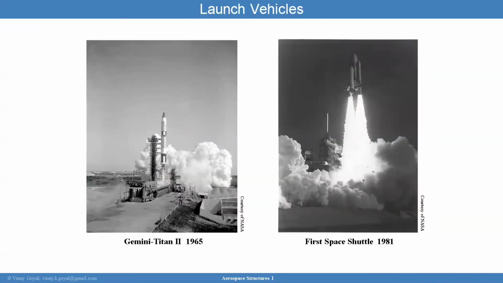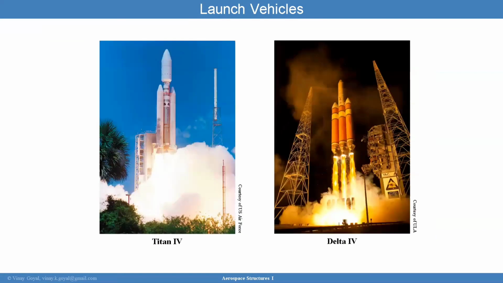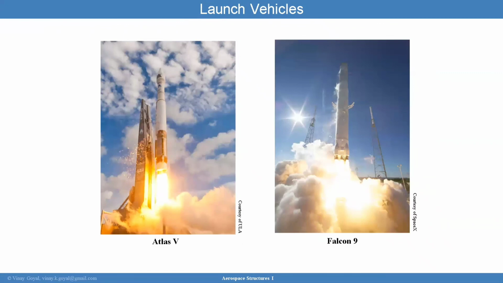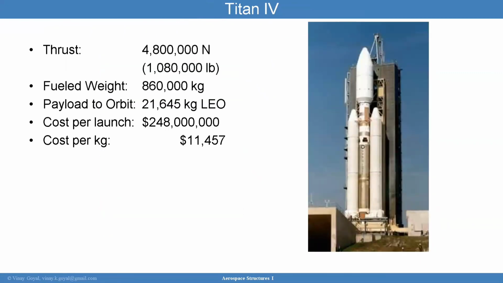There are launch vehicles. They started from the Gemini Titan II, 1965, the first space shuttle, 1981, a beautiful rocket that sent people to space. You have the Titan IV, the Delta IV, beautiful rockets, Atlas V, the Falcon 9. And here I'm going to go through a series of example rockets. Here you have the Titan IV, the cost of them, and then the fuel weight and the thrust that delivered.